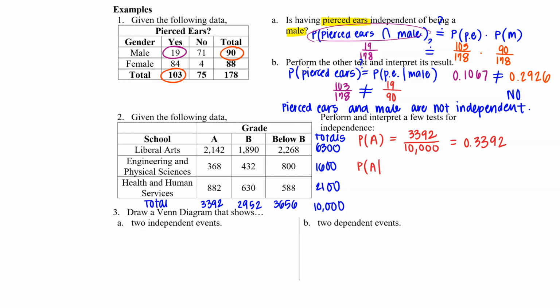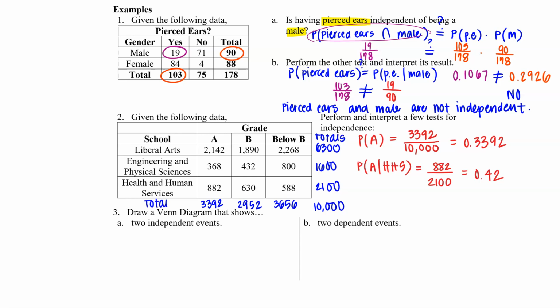The conditional test seems to make the most sense here, so I'm going to compare this probability to the probability of having an A given that you are in the Health and Human Services school. There are a total of 2,100 students in the Health and Human Services, and of those, 882 of them have an A average. This would be approximately 0.42. Now immediately I can already determine that since these two are not equal to one another, school and grade are not independent, and I can be done.